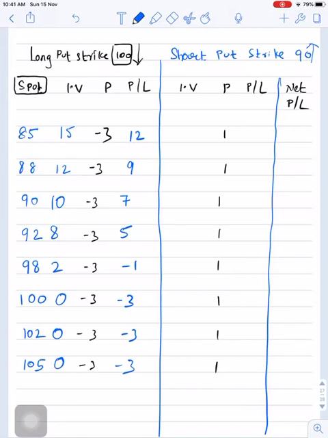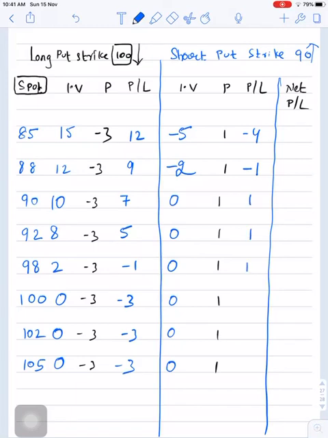So at 85 you can see this option is in the money by 5 points. At 88 this is in the money by 2 points. As a seller we need to pay intrinsic value, so that's why we are writing it in negative. At 90 option is ATM. Now above 90 all scenarios are OTM. So minus 5 plus 1, minus 4. Here we are losing minus 1.